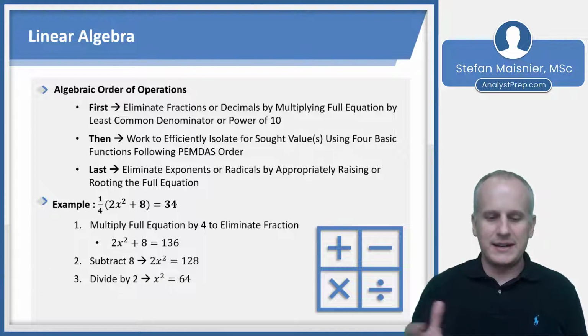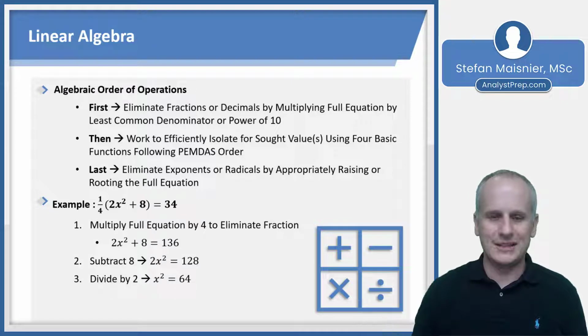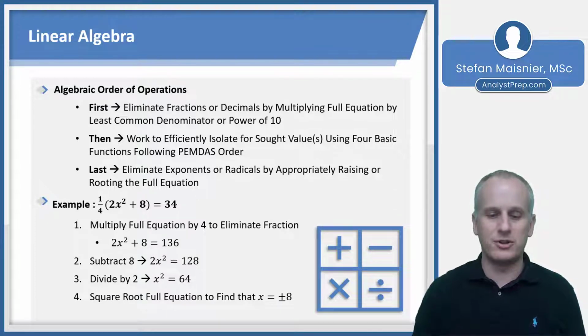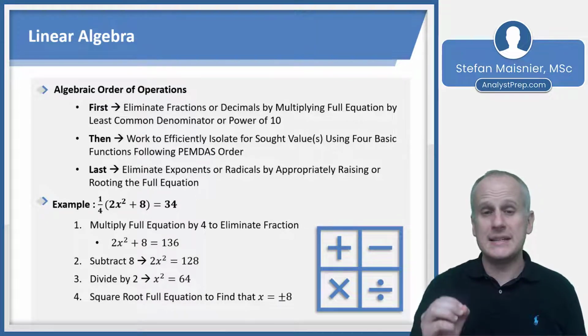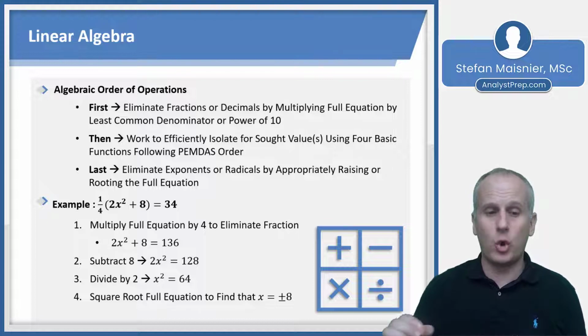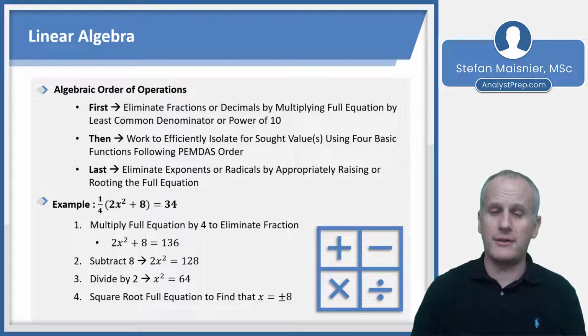Then we've got to divide each side by 2. We discover that x squared is now equal to 64. So we finally get to the last part where we have to eliminate the exponent by square rooting that full equation. And we discover that x is equal to either positive 8 or negative 8. And this is an important thing as well. Remember that when you square root, you have to account for both the positive and the negative outcomes potentially. Because, of course, 8 times 8 gives 64, but so too does negative 8 times negative 8.